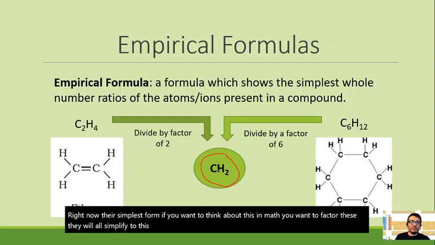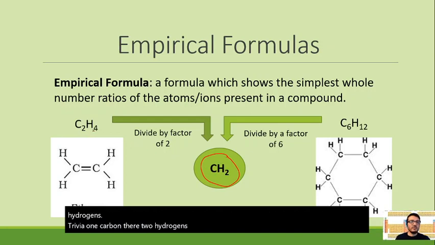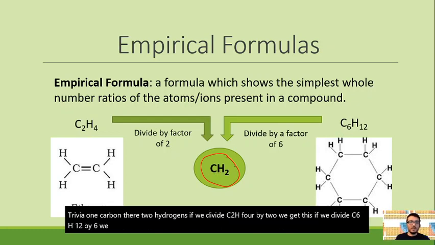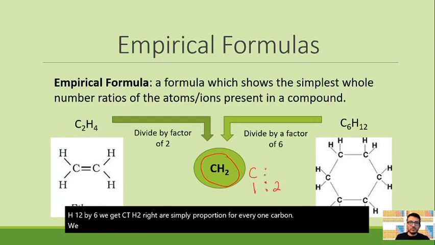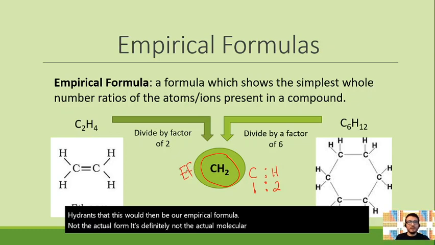So for every one carbon atom, there are two hydrogens. If we divide C2H4 by 2, we get this. If we divide C6H12 by 6, we get CH2, right? Our simplest proportion. For every one carbon, we have two hydrogens. This would then be our empirical formula. Not the actual formula. It's definitely not the actual molecular formula. It's just the empirical one in its simplest form.